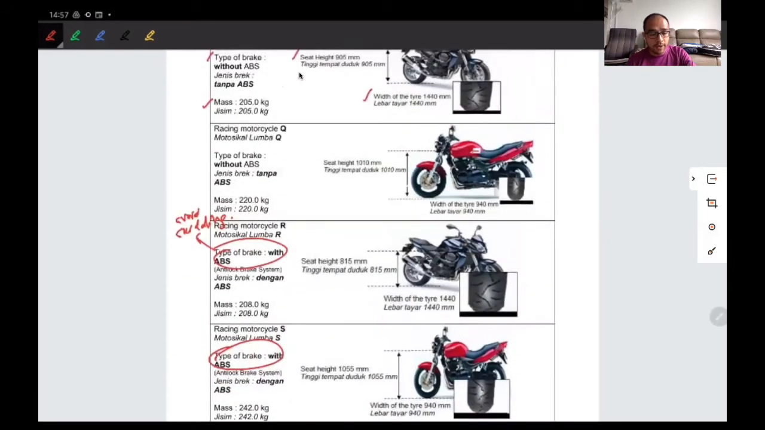The second one is the mass: 205 kg, 220, 208, or 242. We are talking about smaller mass. Obviously, we don't want a certain number, we want a range. So we're thinking of small mass, in the 200s. Small mass is usually equated with lighter, or you can even say low inertia, easy to start or to stop. That would be the mass.